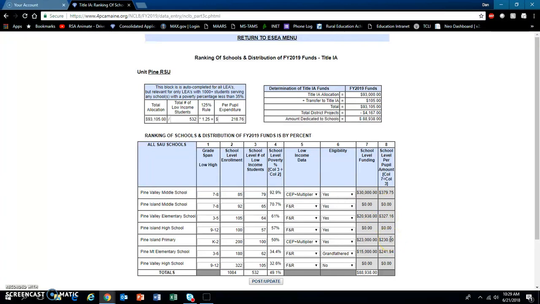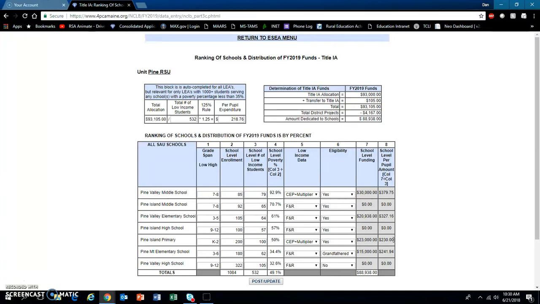Is Pine Island Primary served at a lower level than the previous higher poverty school? And from 327 to 230, the answer is yes. But we've skipped another school. The next school, Pine Mountain Elementary, is at 241. Is that lower than the previous higher poverty school? The answer is no. So we also have an issue with that one.